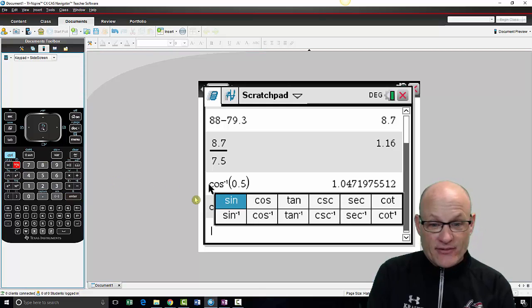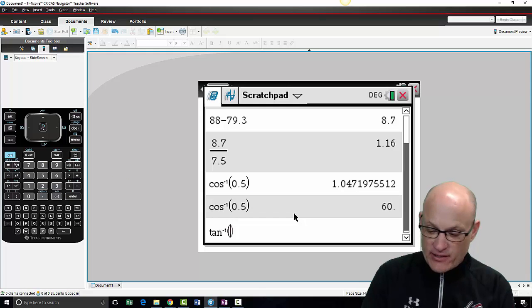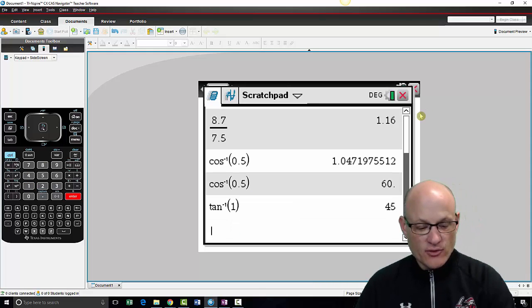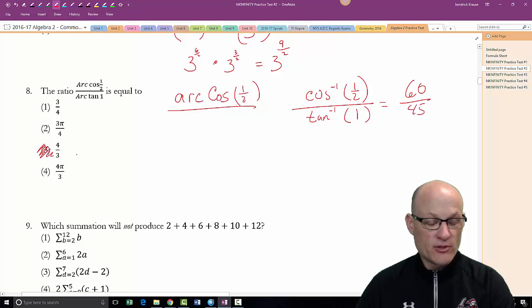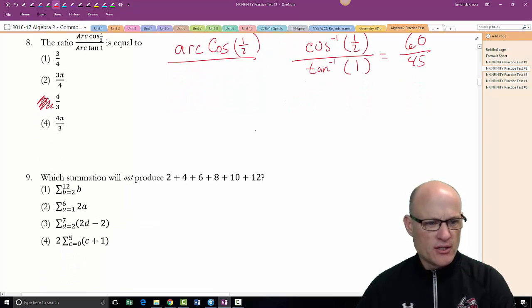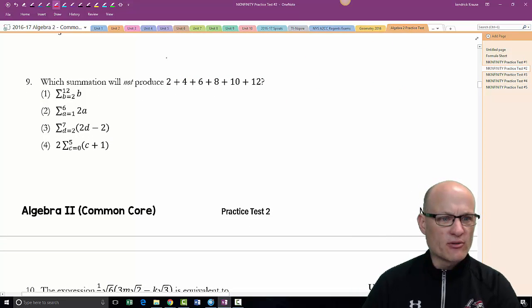And I can do the same thing with tangent. It's just going to tell me it's 45. Tan inverse of 1 is 45 degrees. So really what I have here is 60 over 45. 15 goes into both. 4/3 is my answer. Could reduce that, and that reduces to 4/3. Kind of a dumb question. Don't like the way these answers are written because it's written in weird mode.